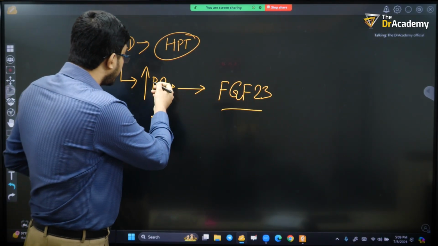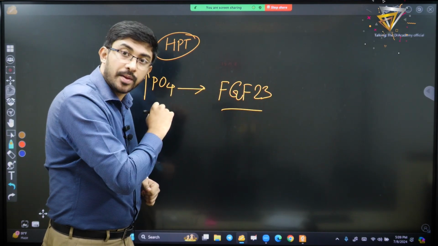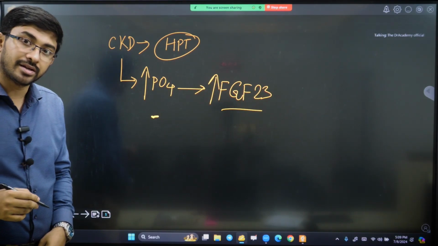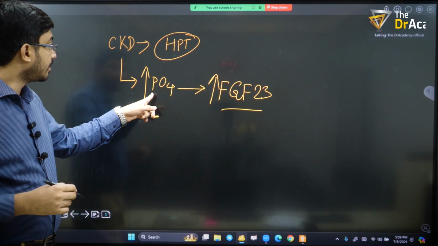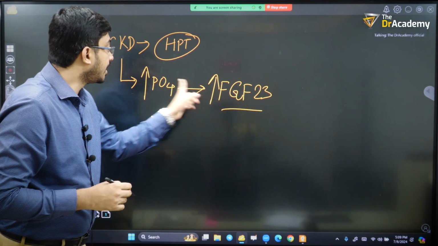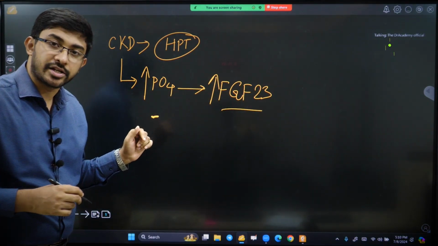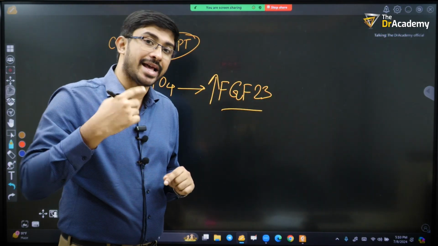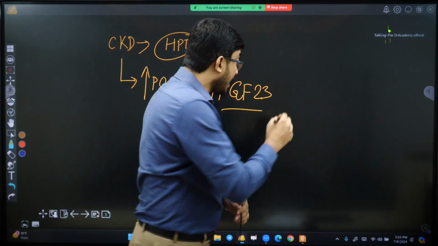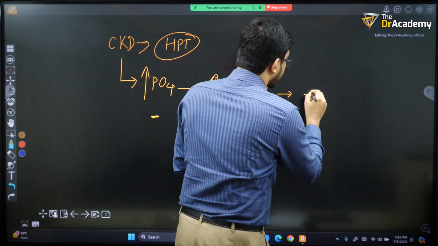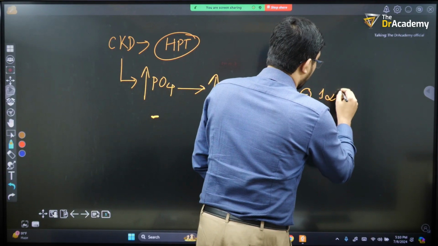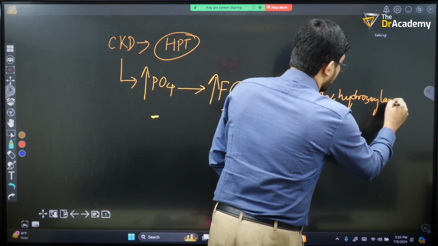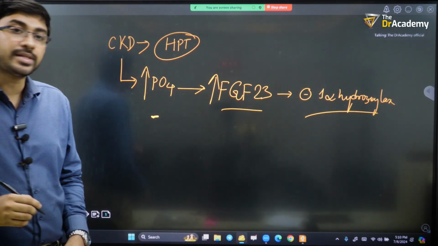So when phosphate level is increased in blood, it causes increase in FGF23. Okay? So that it can cause increased excretion of phosphate ions from the body. Okay, but this FGF23 has another deleterious effect. What is this? It inhibits the 1-alpha hydroxylase enzyme. 1-alpha hydroxylase enzyme. What is that?